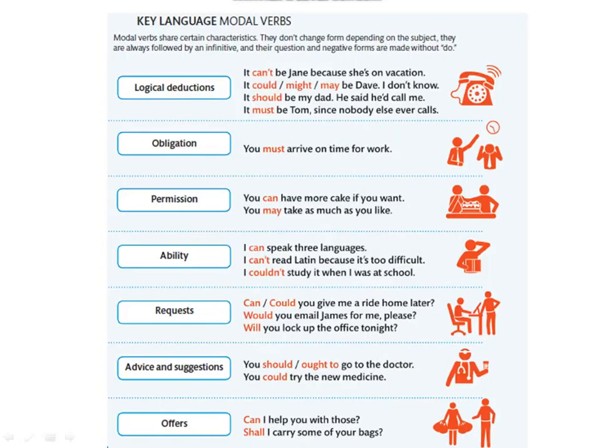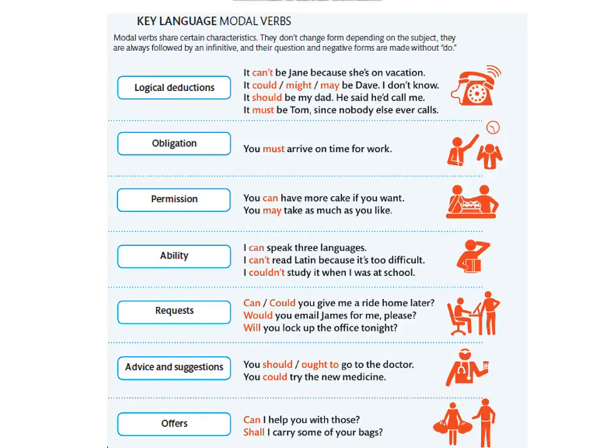Let's see now some modal verbs and how can we use them. Modal verbs share certain characteristics. They don't change form depending on the subject. They are always followed by an infinitive, and their question and negative forms are made without do.